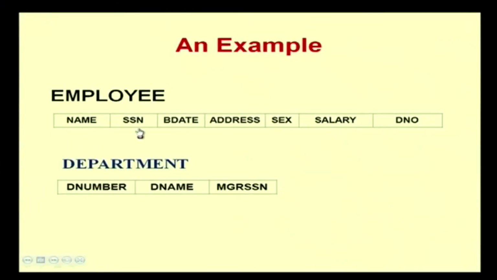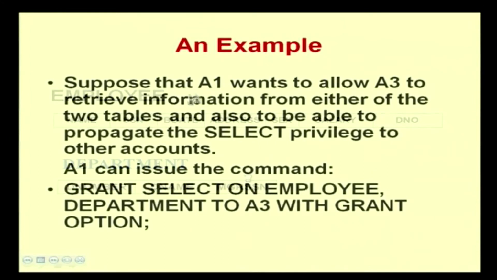Now, let us take this example: employee has name, social security number, birth date, address, sex, salary and department number, and department has department number, D name, the name of the department, and the SSN of the manager of that department. Now, suppose A1 wants to allow A3 to retrieve information from either of the 2 tables and also to be able to propagate the select privilege to other accounts. A1 can issue the command grant select on employee, department, these are the 2 relations, to A3 with grant option. So, the select operation alone can be done by both the accounts.